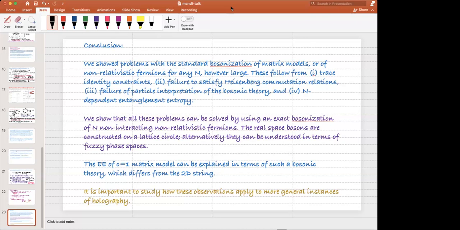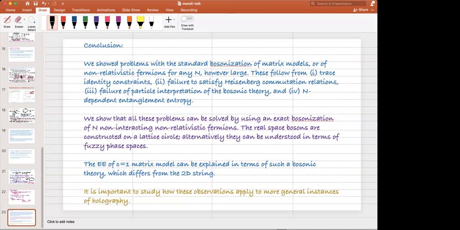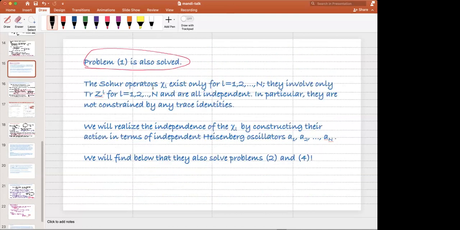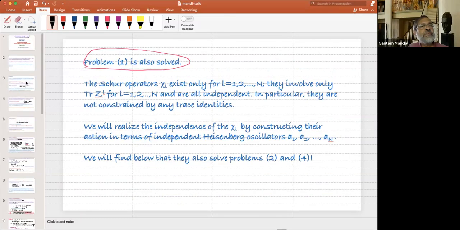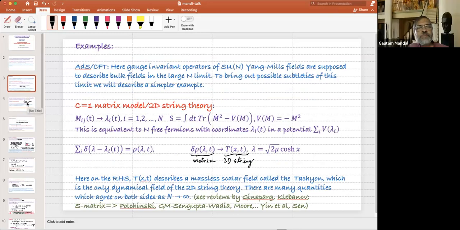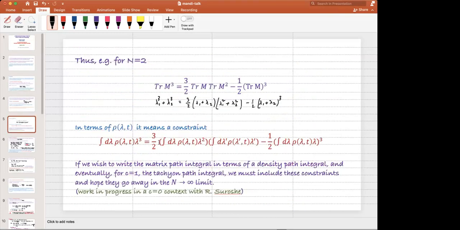More questions? Gautam, I had a question about problem 1. Initially, I thought the thing was when we worked with the usual single trace constraints. And then you showed right in the beginning that in the large n limit, the dictionary between the delta rho and t would imply there is some constraint in 2D string theory, but of course there is no such constraint, and that was the puzzle, right? Now the fact that the Schur polynomials have no constraint, what does it mean for the dictionary between the string theory and the matrix model, which is 2 at infinite n?